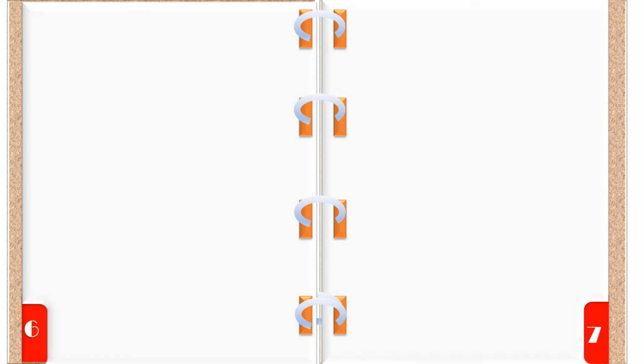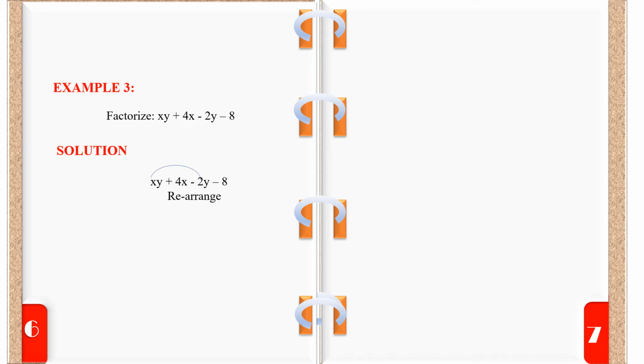Let's solve another example. Example 3. We have to factorize xy plus 4x minus 2y minus 8. To solve that, we are going to rearrange, since there is no common factor across the four given terms. So to rearrange, xy and minus 2y can be grouped together, then plus 4x and minus 8 can also be grouped together.